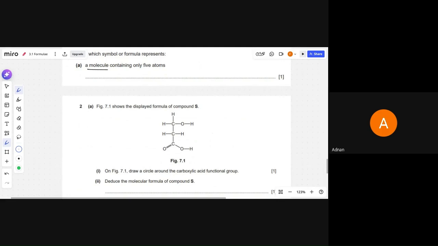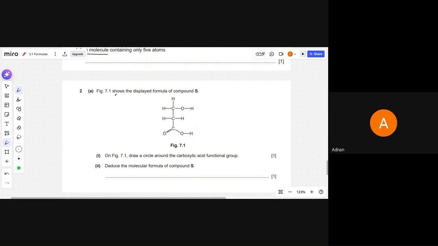Okay, so now the next question is A2A. Figure 7.1 shows the displayed formula of compound S. On figure 7.1, draw a circle around the carboxylic acid functional group. Deduce the molecular formula of compound S. So again, molecular formula. What is a molecular formula? It tells us the exact number of atoms in a molecule, right? So you just count the types of atoms. So you have carbon, you have oxygen, and you have hydrogen present in this molecule.